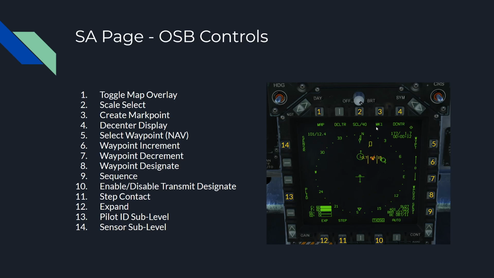MK1 right there, that's your mark. So in air-to-air mode, it'll just mark your current position. So if I was to click that right now, it would just create a mark point under where I just overflew. Decenter is going to decenter this image, so it'll put your aircraft at the bottom of the screen, and then it'll give you like a forward field of view sort of format, and it essentially doubles the range that the scale setting is set to currently. So if I'm at 40 and I click decenter, I'm going to see 80 nautical miles in front of me.